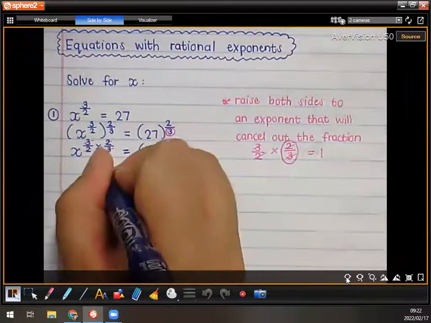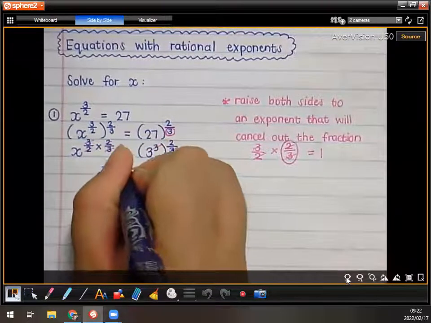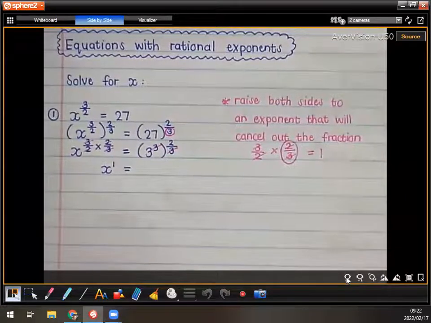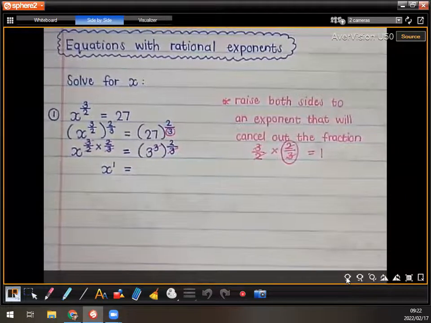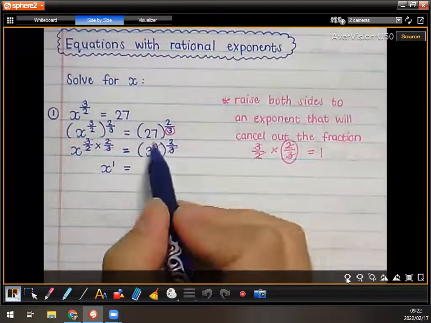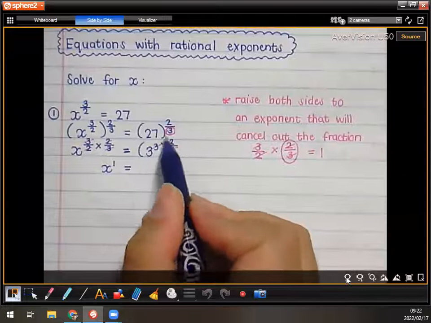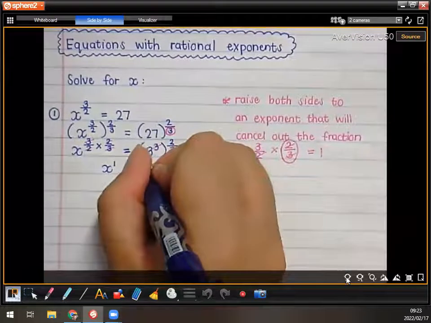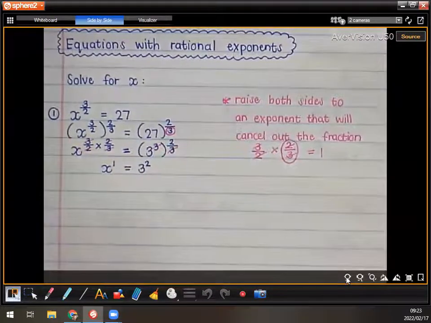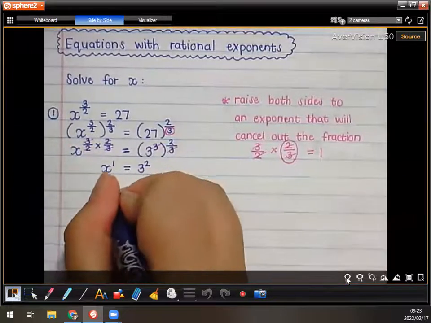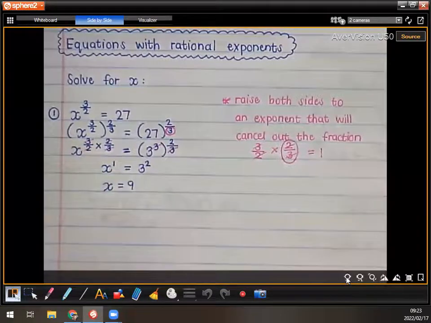Over here I am now left with x to the power of 1. You don't have to write that 1 there, but you can if you want, just to show that we've now multiplied those together and we're getting 1. And what's left on this side? 3 to the power of 2, 3 squared. So what does that mean? x is equal to 9.